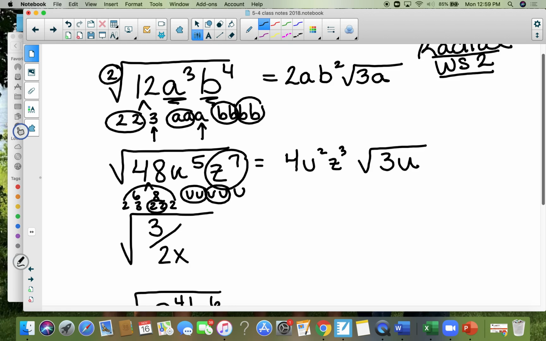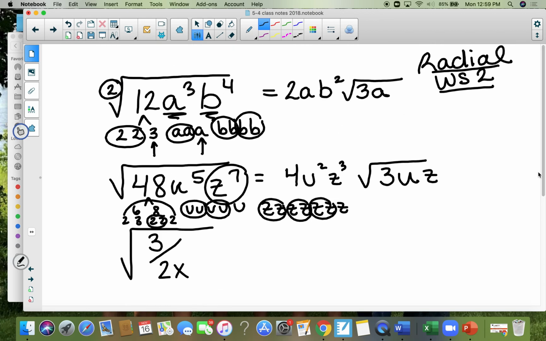Isn't there 3 pairs with 1 lingering Z? And if you don't believe me, let's show you that there are 3 pairs. Here are 7 Z's. Here's 1, here's 1, and here's 1, which makes Z to the 3rd with a lingering Z. Okay, now let's do one more.